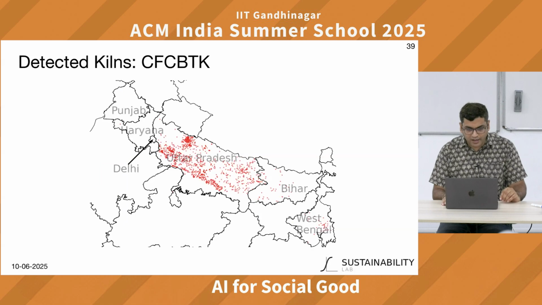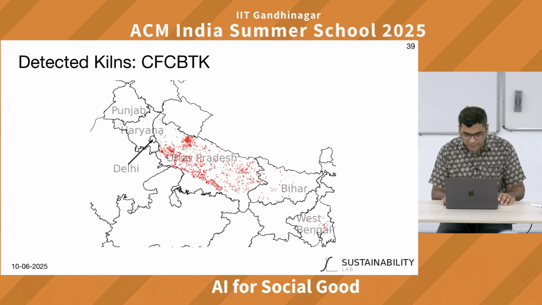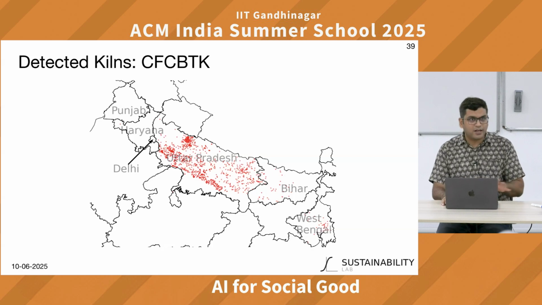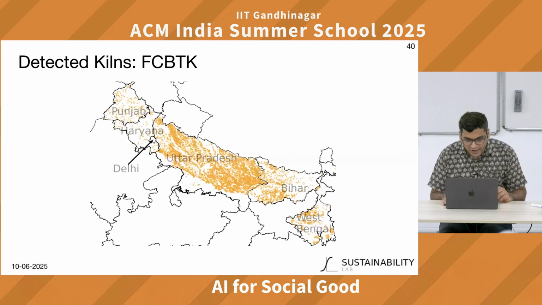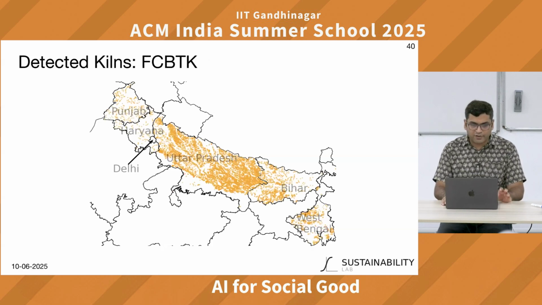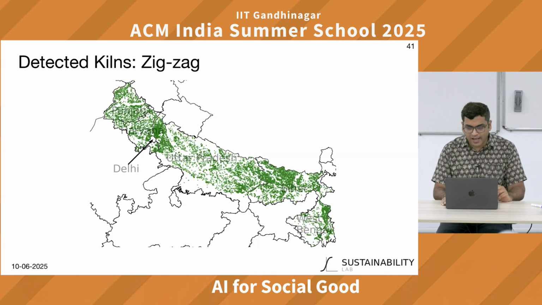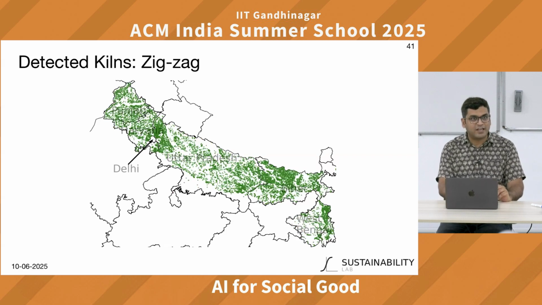And if we were to look at the individual kilns detected across the 5 states, circular primarily UP, fixed spread across everywhere, but again UP seems to have a lot. Zigzag, you can now see around Delhi, it's a very high density of zigzag. And in Bihar region also you can see a very high density, and perhaps in some regions of West Bengal also.